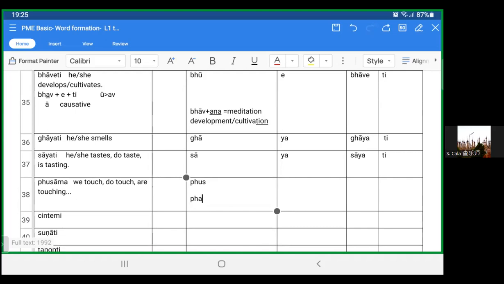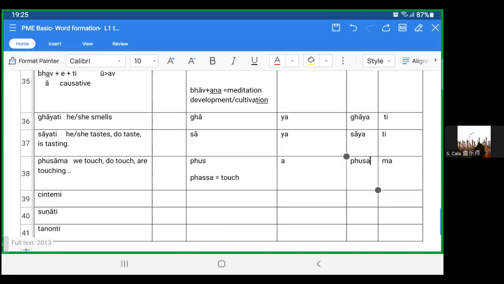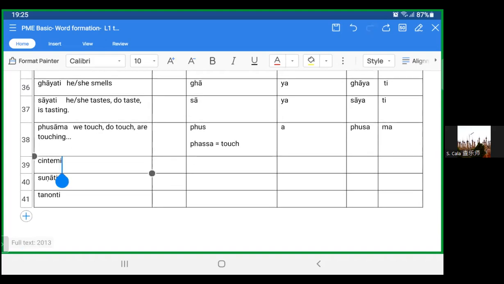Because in Pali, Abhidhamma, you learn this one. Passa. Passa means touch. All right. Passa, actually, you can see, pass is very similar to this push. Okay. So push and conjugation is a plus ma. All right. So it's verb phusa. Phusa is the verbal base. Okay, next one. This one is easy.